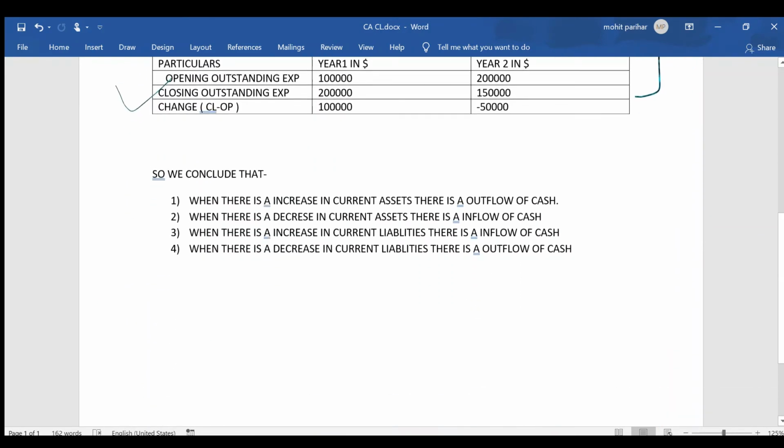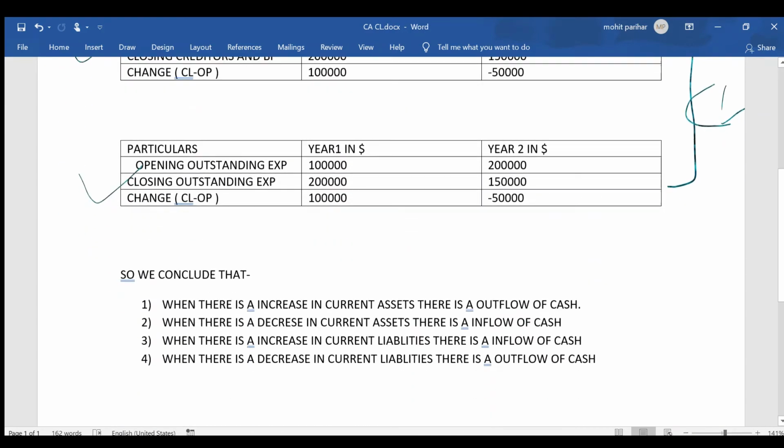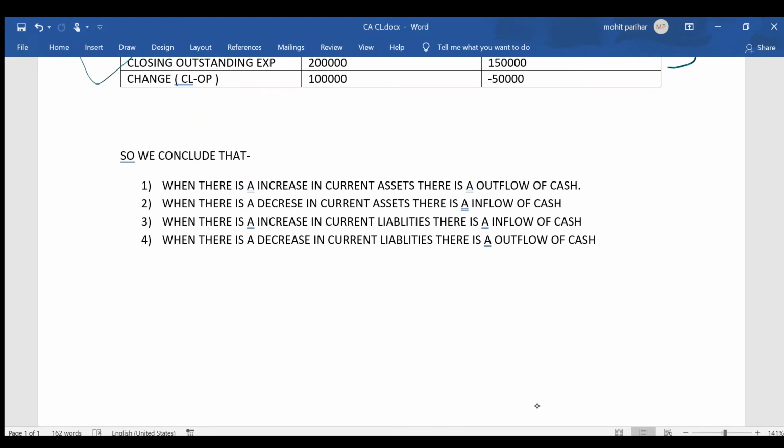Now let us go back to the rule and see what it says about current assets. The rule says that when there is an increase in current assets, there is an outflow of cash, and when there is a decrease in current assets, there is an inflow of cash. Now let's see.